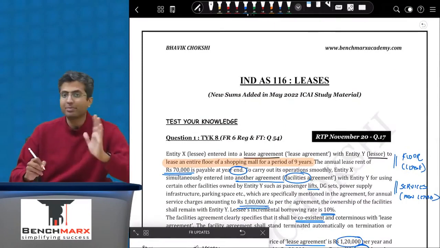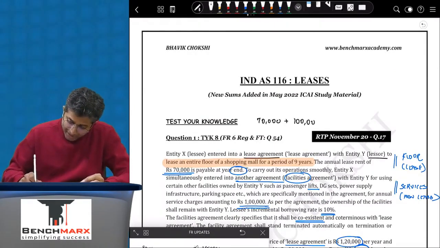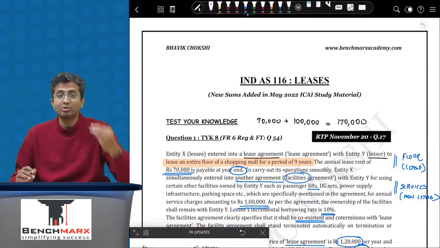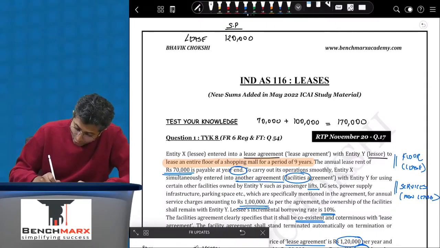As per the agreement, you are paying a total of 70 for the floor plus 1 lakh for the facility. So you are paying a total of 1,70,000. But can we say that 70 is attributable to the lease, whereas 1 lakh is attributable to the facilities? No. The allocation has to be in the ratio of the standalone prices. And the standalone price for the lease component, or for the floor, is actually 1,20,000. The standalone price for the non-lease component, that is the facilities, is actually 80.